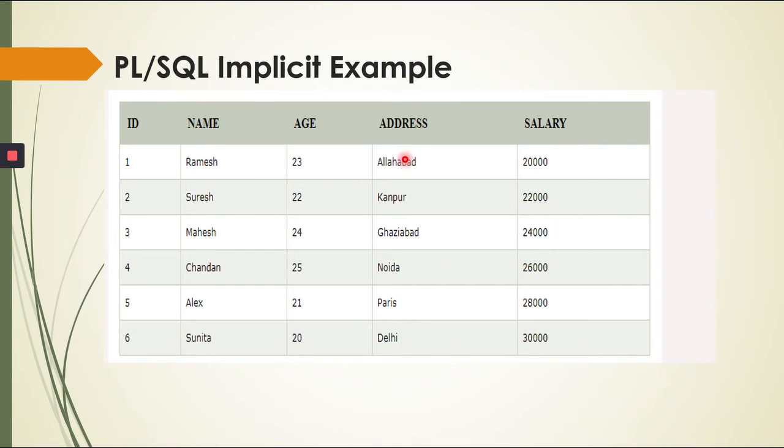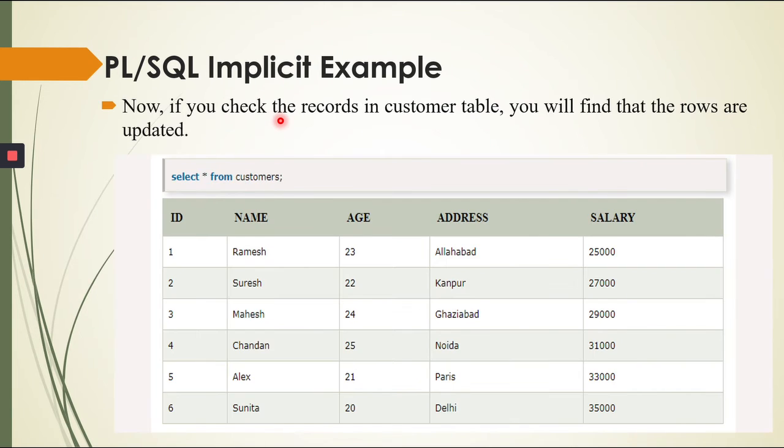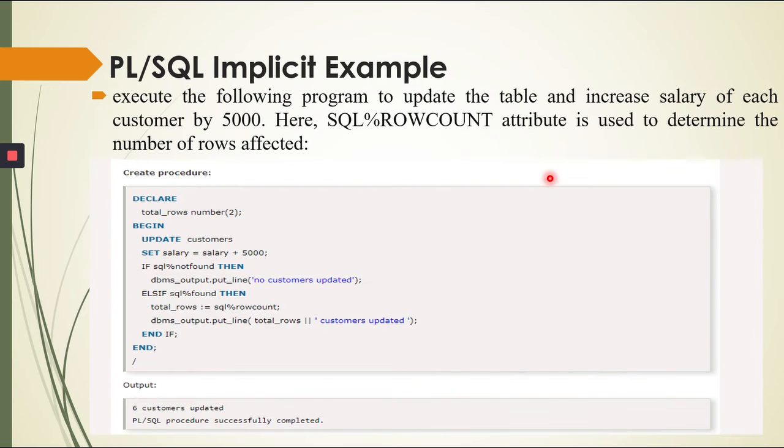So see here, we have one table in which we have 6 records: ID, name, age, address, and salary. So we will see it with one example. Execute the following program to update the table and increase the salary of each customer by 5,000. Here we have some salary and we have to update the salary by 5,000 for each employee. As we are updating 20,000 to 25,000, the salary column will be updated. So we have to first write the update query.